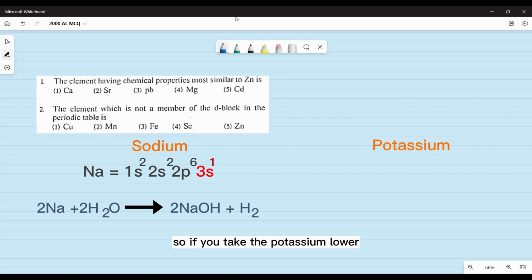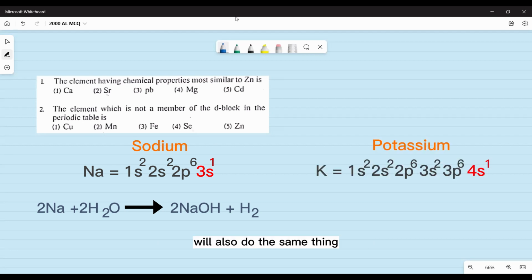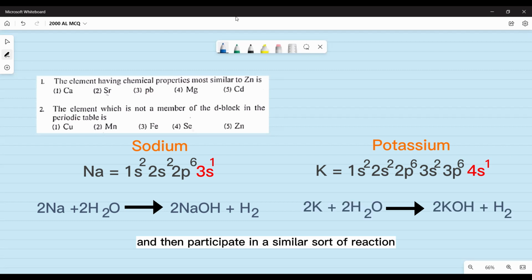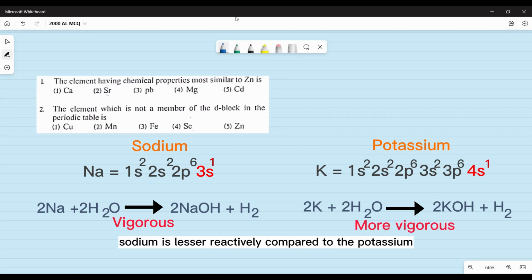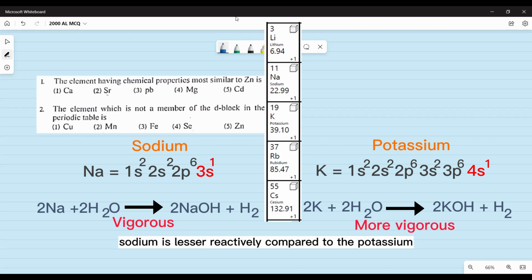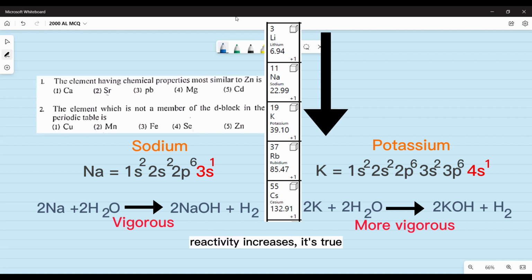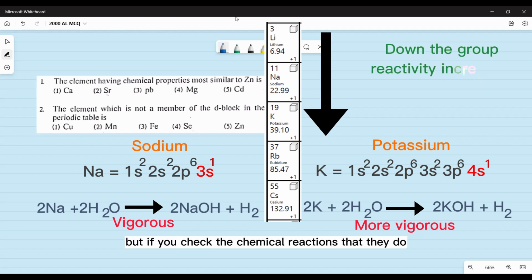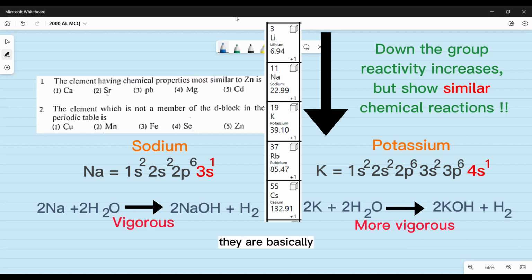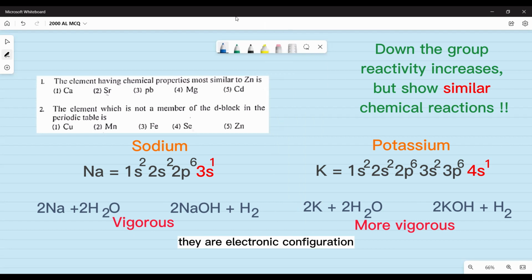If you take potassium, the lower one in that same group, it will also do the same thing. It will lose the same type of electron, the 4s1 electron, and participate in a similar sort of reaction, right? Reactivity is different. For example, sodium is less reactive compared to potassium. Down the group, reactivity increases. It's true. But if you check the chemical reactions that they do, most of the time they are similar. Okay, it's not the same, similar. Like that, the reason for having similar chemical properties in a group is their electronic configuration.